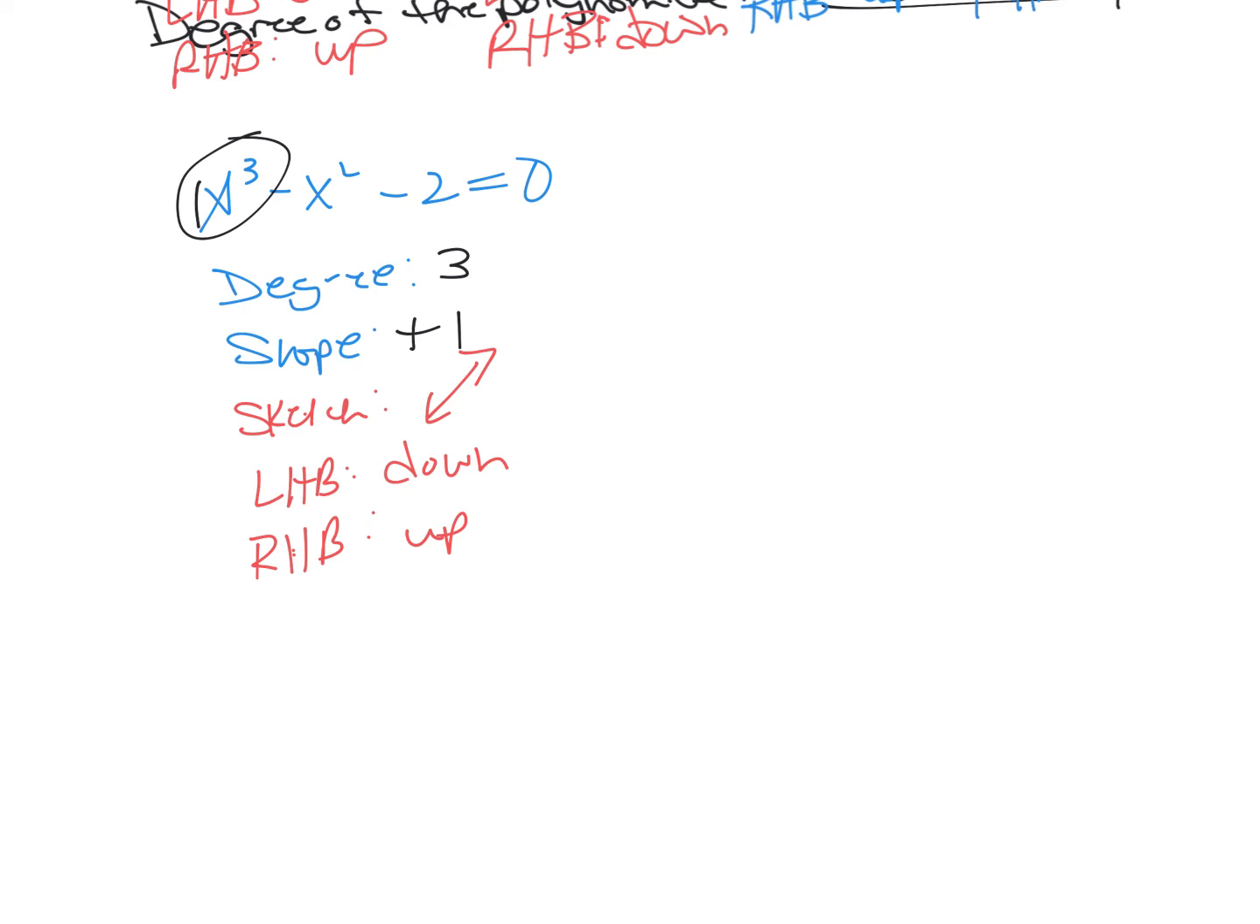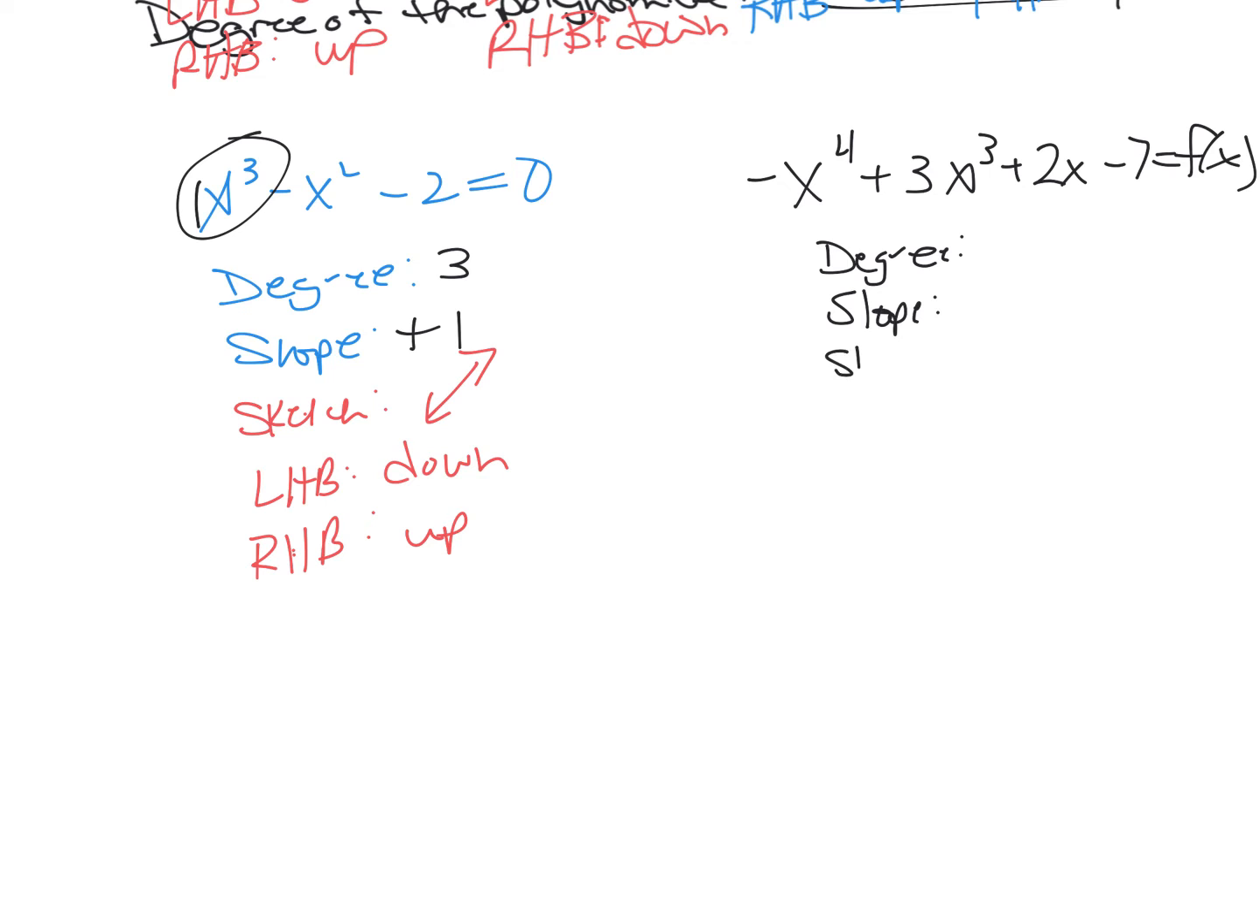And then if I had negative x to the power of 4 plus 3x cubed plus 2x minus 7 equals, I don't know, f of x. We don't have to have it equal to 0, just when we're factoring we will. On Friday's work, you did not have to factor. On Friday, we stated the degree, the slope, a little sketch, and then left-hand behavior and right-hand behavior.